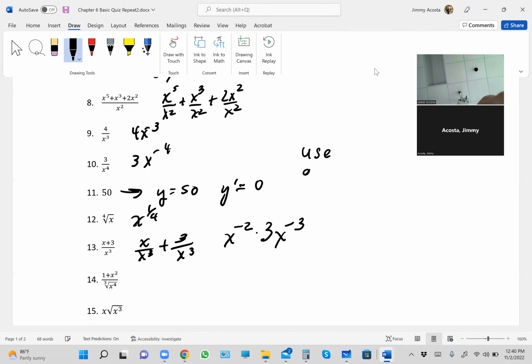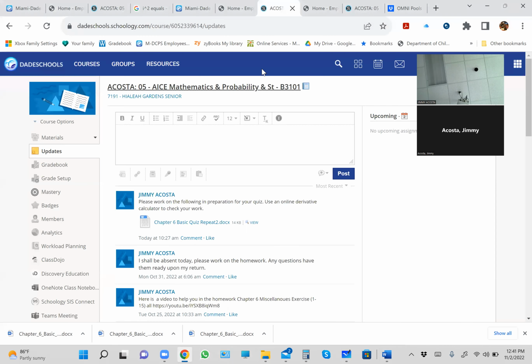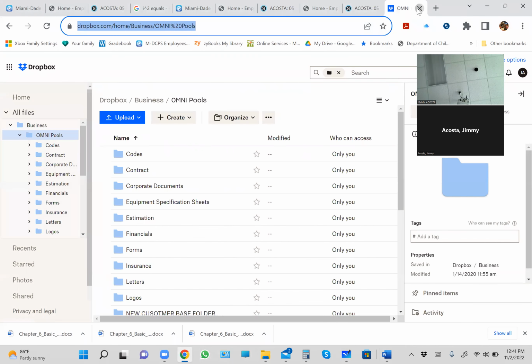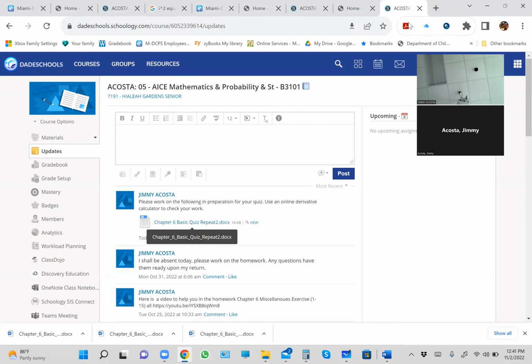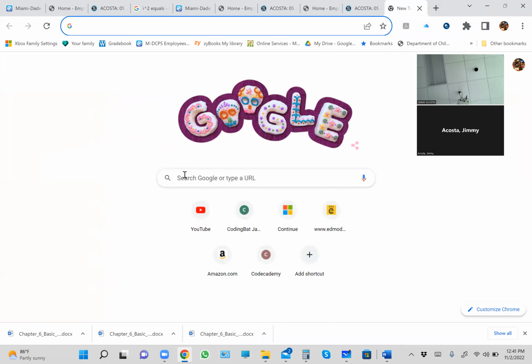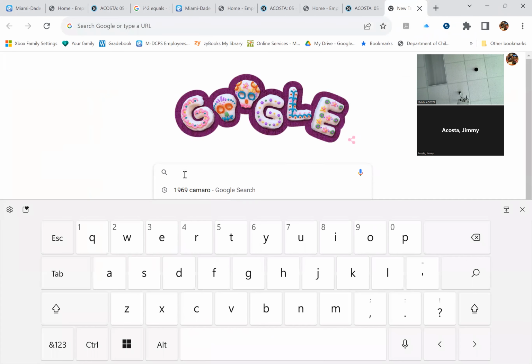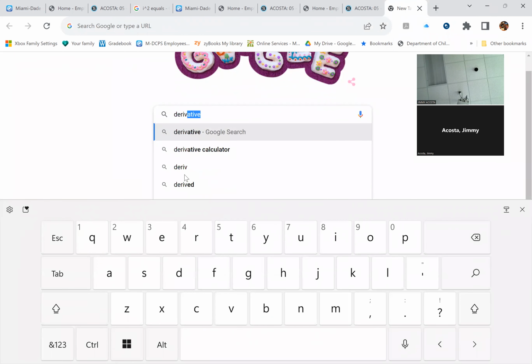Use an online derivative calculator. That's how you spell calculator. So you go here online, and you will go to derivative calculator.